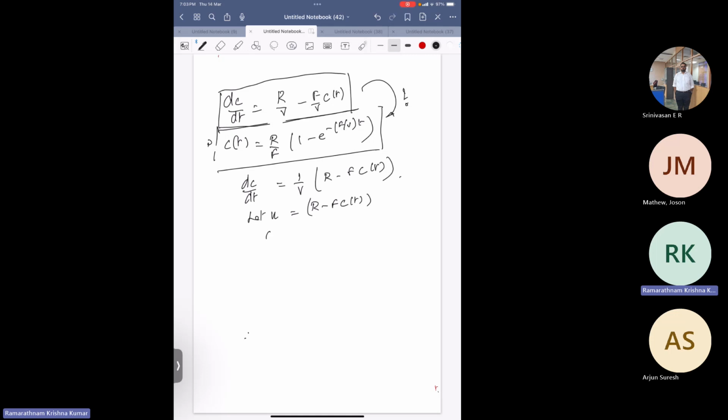So now next step is dU by dt. What is dU by dt? First, differentiation of the first term: R is a constant, so 0. Next one, minus F, F is a constant, so minus F into dC by dt. That's all. So in other words, dC by dt from this is equal to minus 1 by F dU by dt.